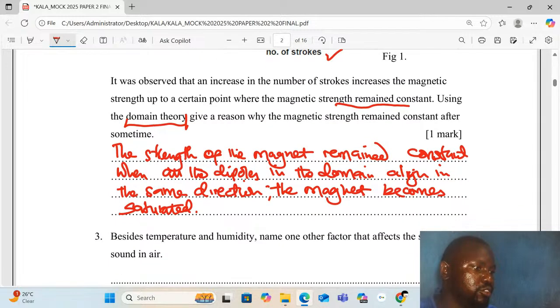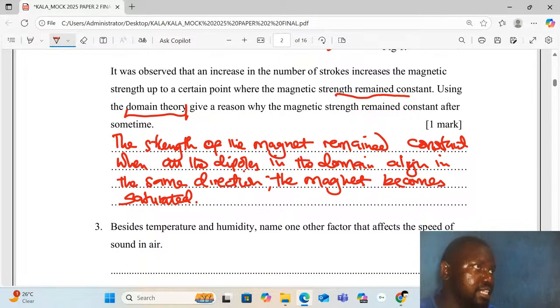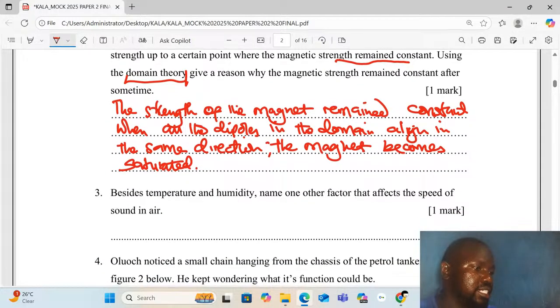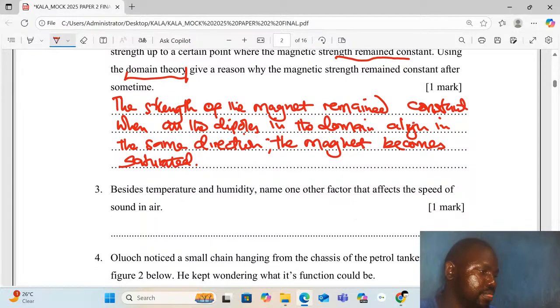Maybe you have not seen it clearly. Let me push it slowly so that the part that I had not written, you can see it clearly. So question 3: besides temperature and humidity, name one other factor that affects the speed of sound in air.